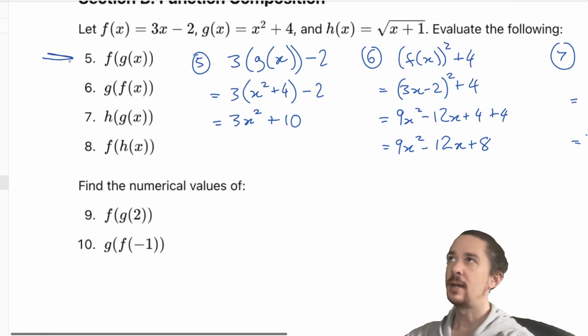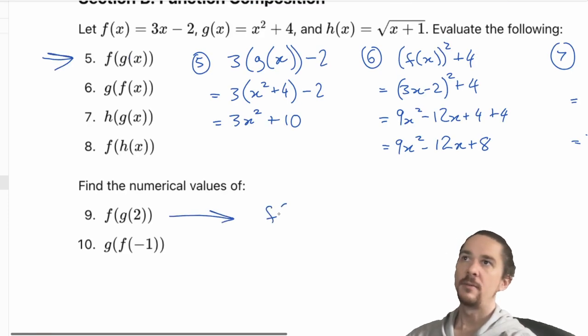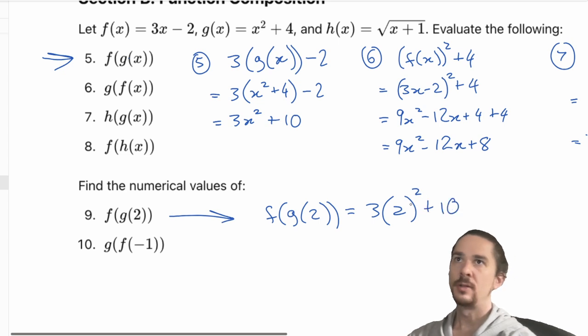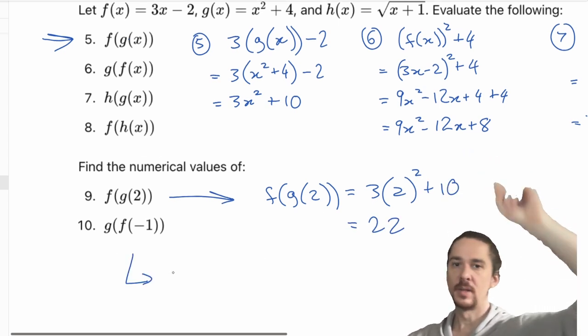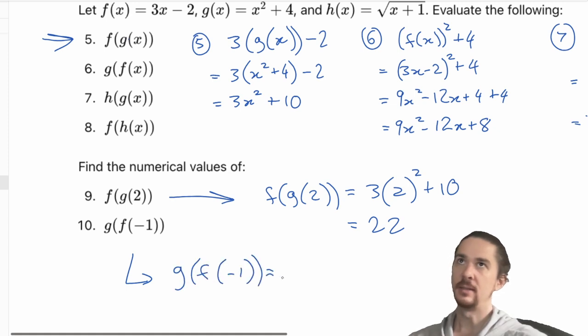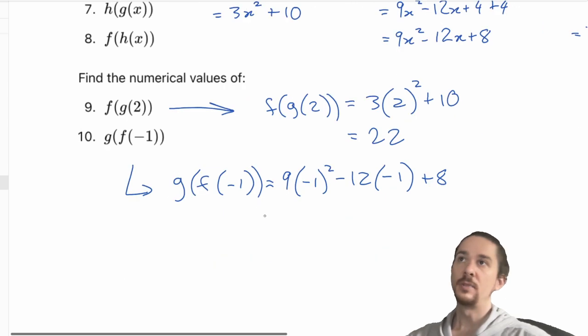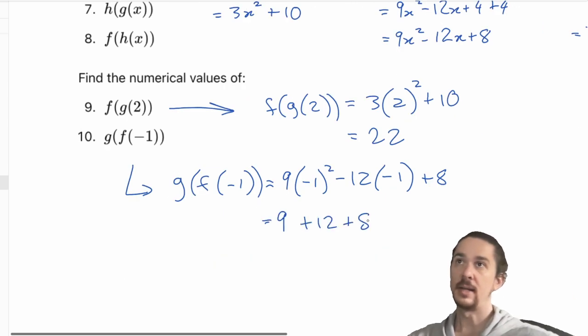Okay, f of g of x was number 5. So this is f of g of 2, which is 3 of 2 squared plus 10. 2 squared is 4 times 3 is 12 plus 10 is 22. And then g of f is this guy here. So g of f of negative 1 is 9 times negative 1 squared minus 12 times negative 1 plus 8, which means 9 times 1 plus 12 plus 8, which is 29.